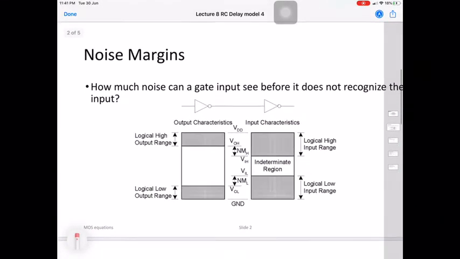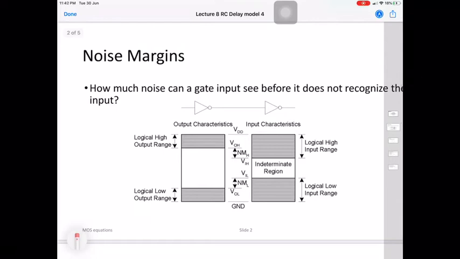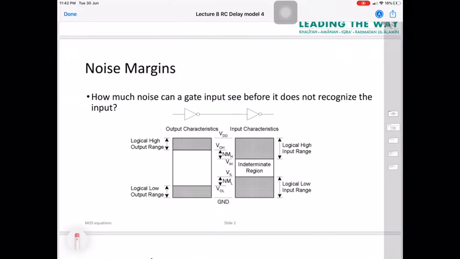So what is noise margin? Noise margin is defined as how much noise a gate input can receive before it starts to cause the signal to distort. For example, if you have an input over here, if it's an inverter, you should invert the signal, and when it goes to another inverter, it will invert again.